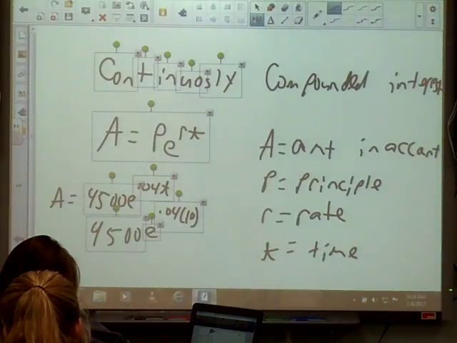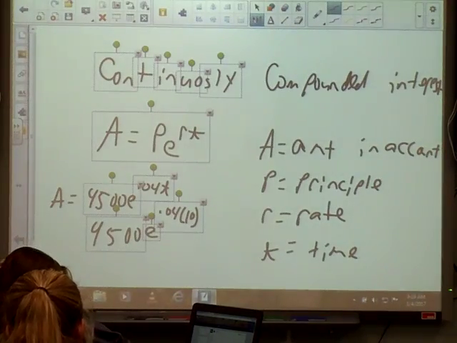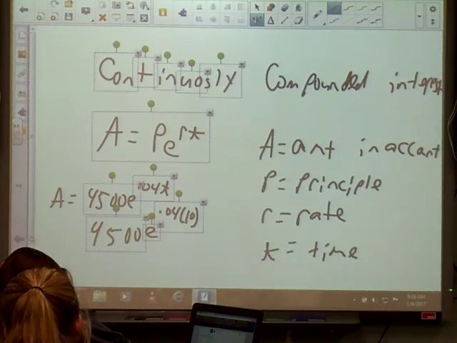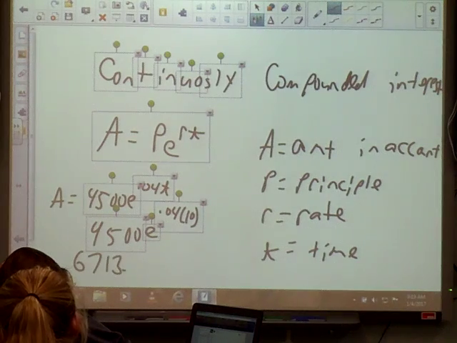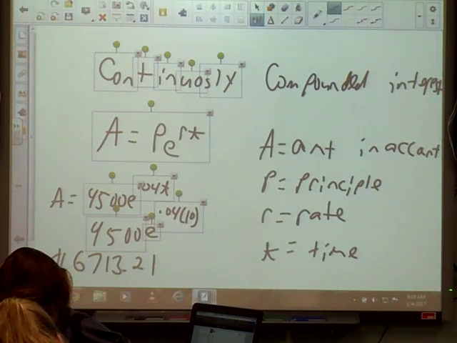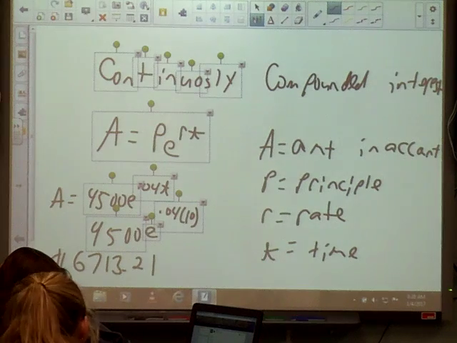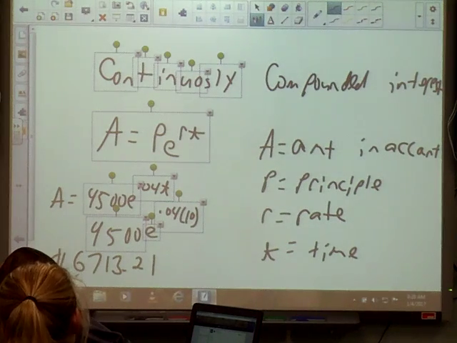What'd you get? That was part of the problem I read to you. I said after 10 years. 6,715. So Brooklyn said $6,713.21. I got what Brooklyn said. Oh, I put negative instead of 1. Oops. Yeah, I did that at first too. I mean, I don't know how you can't read that with all the boxes up there and my messy writing.